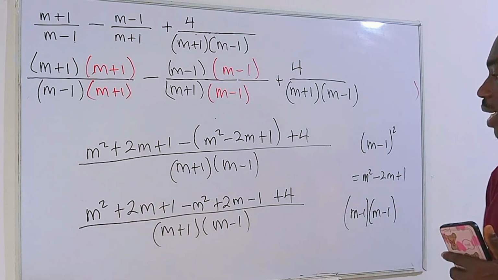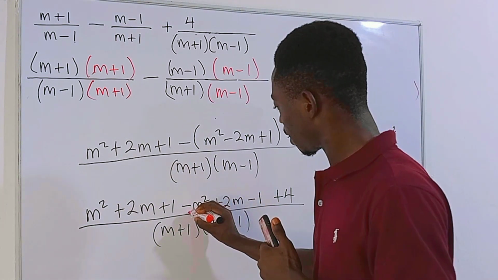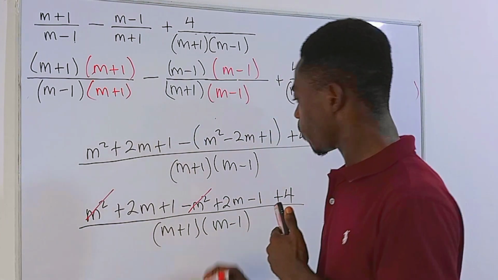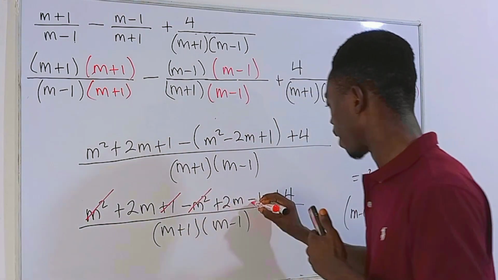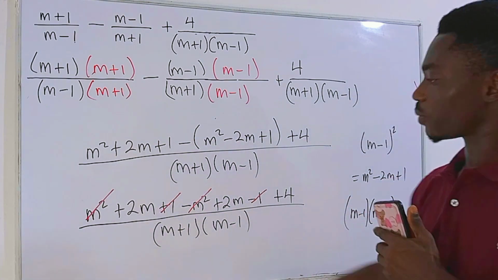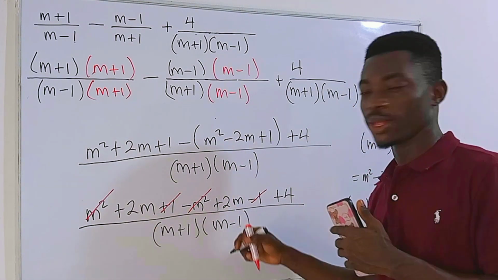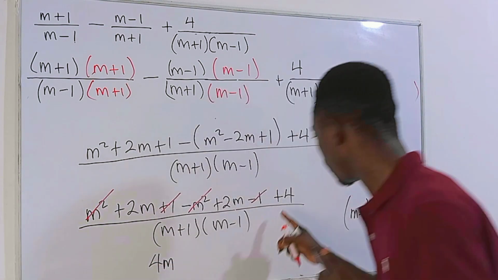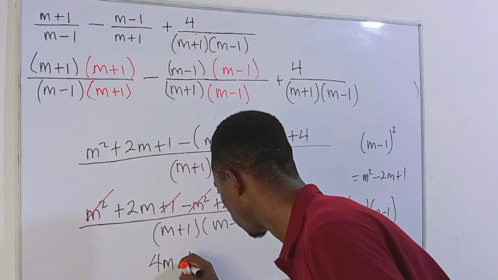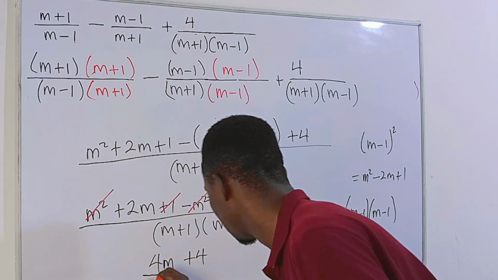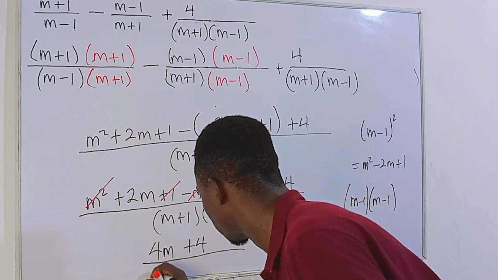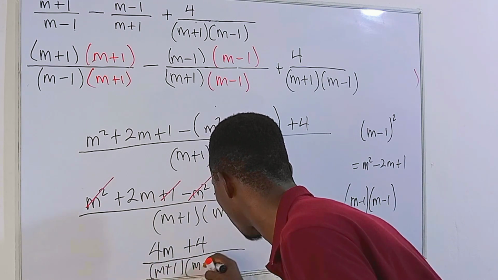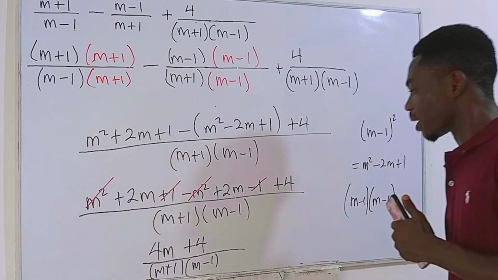As simple as that. And clearly we see that negative m squared will take away this positive m squared. Then we have plus 1 here, minus 1. They will also leave. Check this. We have 2m plus 2m. That is basically going to give us 4m, then plus 4 right here. So I'm going to put the 4 there nicely, divided by everything here, which is m plus 1 times m minus 1. As simple as that, right?